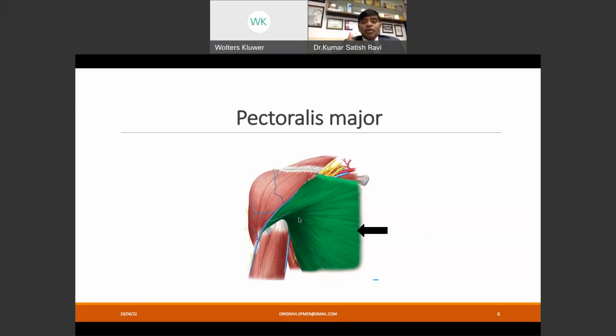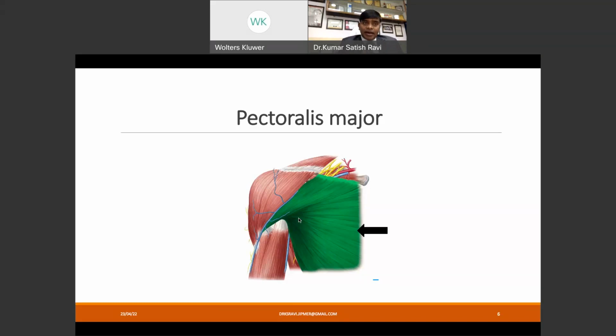When we talk about the nerve supply of the pectoralis major, this muscle is supplied by two nerves: the lateral pectoral nerve and the medial pectoral nerve. In the previous class, I have already discussed that the lateral pectoral nerve comes from the lateral cord of the brachial plexus, whereas the medial pectoral nerve comes from the medial cord of the brachial plexus.